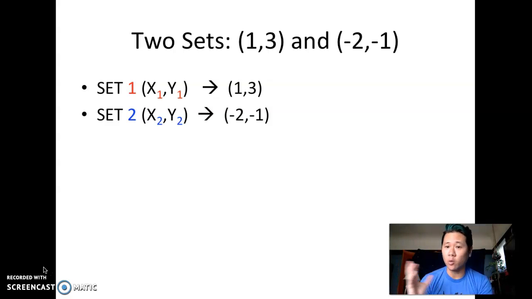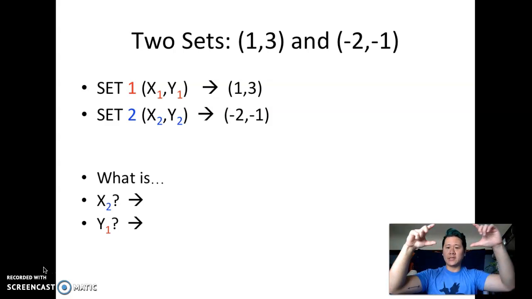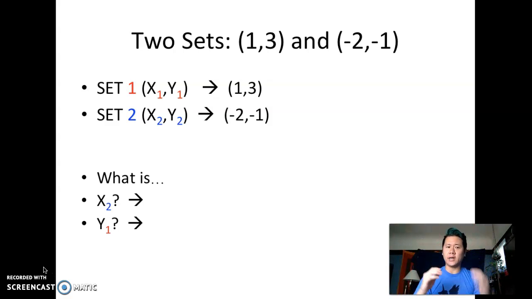Our second set, the one we just brought in, is color-coded in blue, and I'm calling it set 2. Easy because it's our second set. Our second set now, the variable is a little bit different as well. It's x2, y2, and that corresponds with the positions of where the numbers are. So -2, -1.